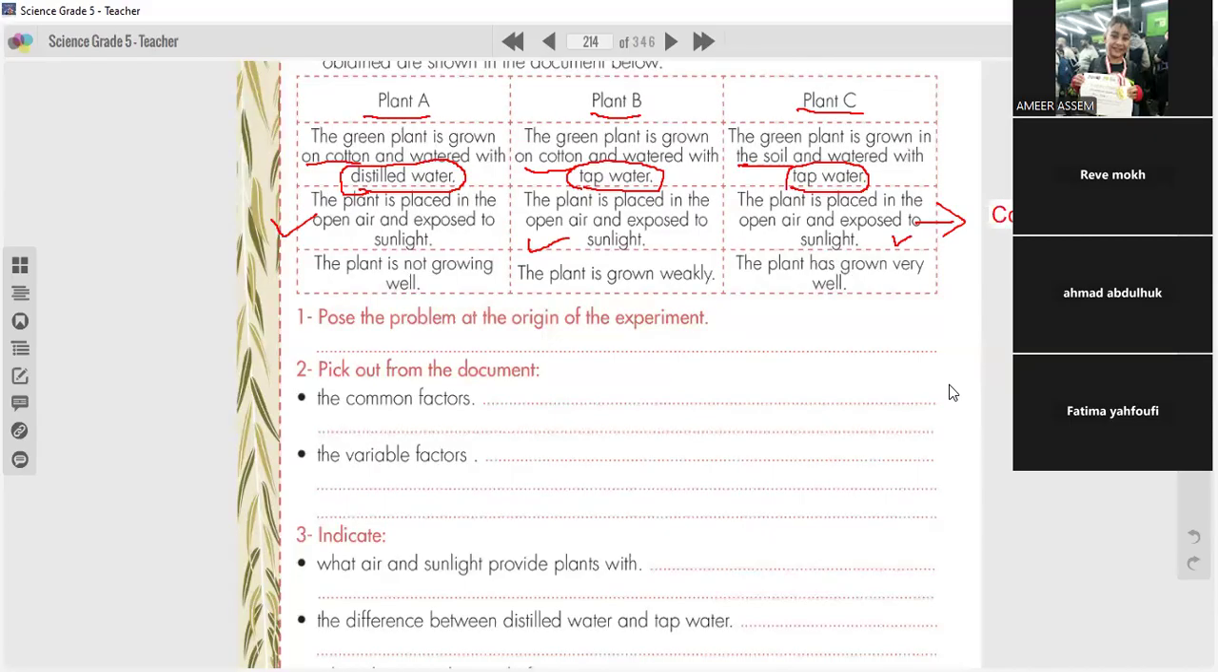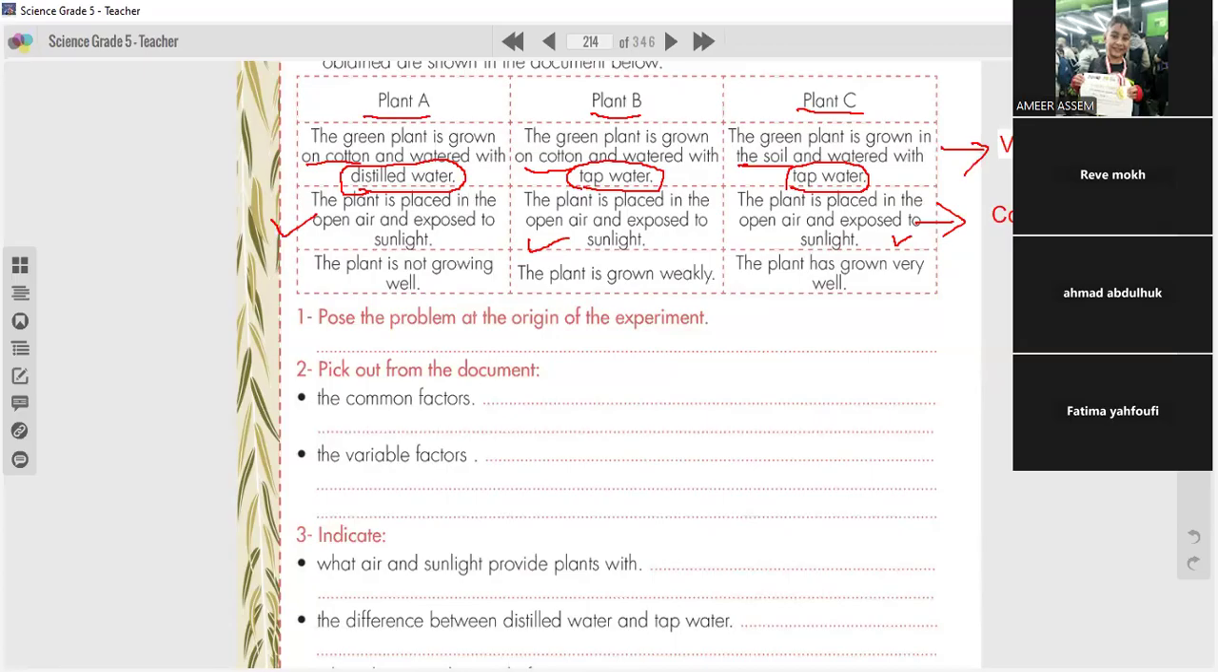Actually, we have a question about it. Because they are different between them, what do we call them, Ahmad? We put distilled water, tap water. Variable factor. Exactly. Thank you.